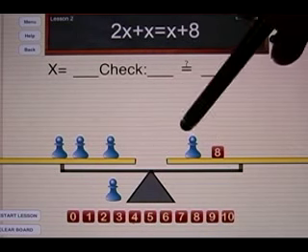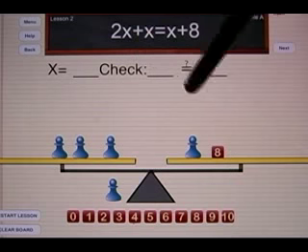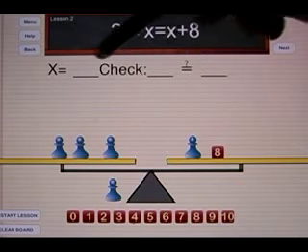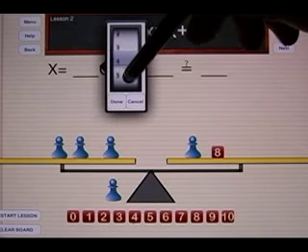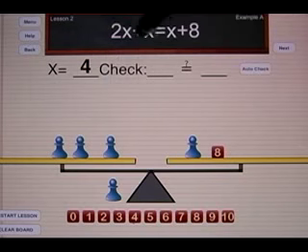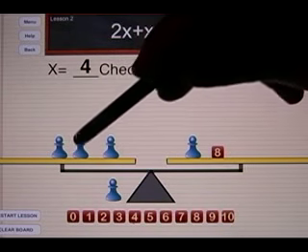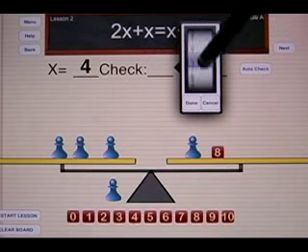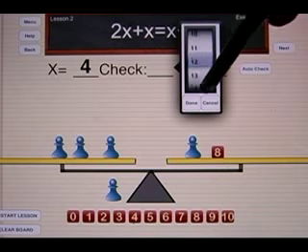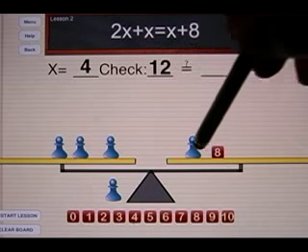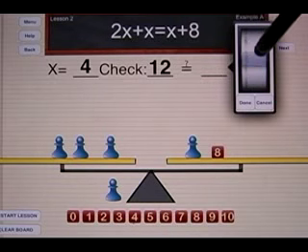At this point, we are ready to try different values for the pawn until we find a value that makes both sides balance. Let's try x equals 4 and see what happens. If x is 4, I have 4, 8, 12. And on this side, I have 4 and 8, which is also 12.